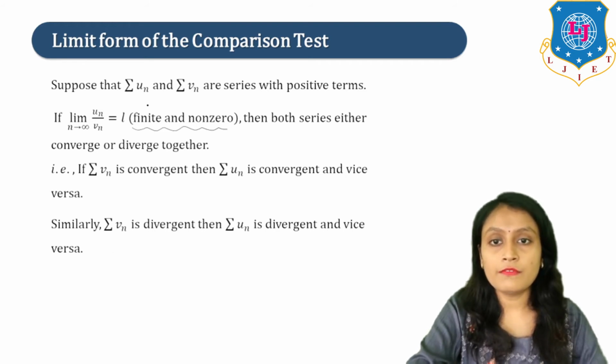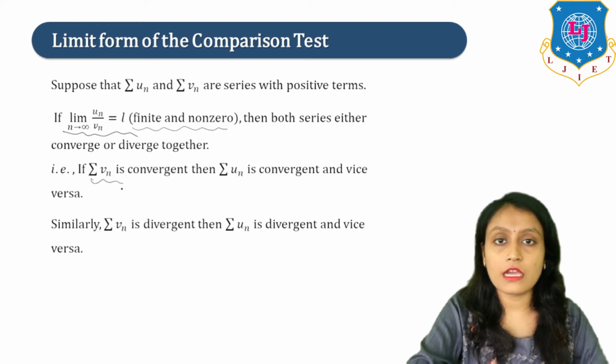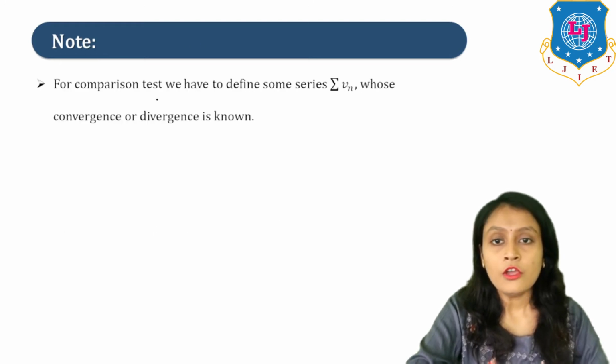So here what we will do, firstly we will find this limit as n tends to infinity of un upon vn, which is equal to l. This l should be a finite and non-zero term. And then we have to check whether this Σvn is convergent or not. So if vn is convergent, then un will be convergent, and if vn is divergent, then un will be divergent. So for the comparison test, we have to define some series Σvn whose convergence or divergence is known.